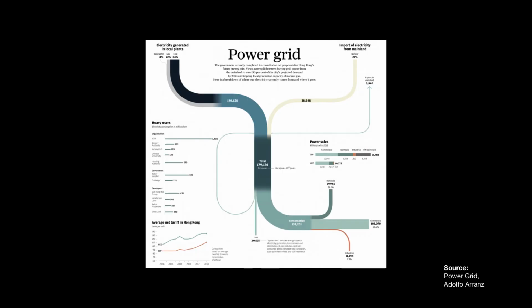Here's a more complicated example of a Sankey diagram. And this is showing the power outputs in a country and then where that power is distributed in the nation.